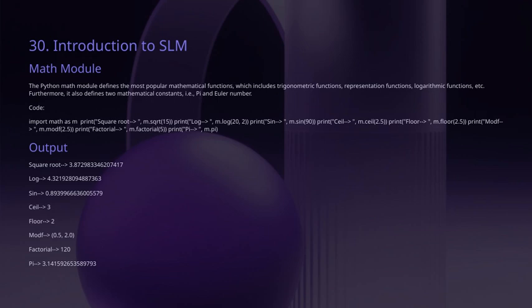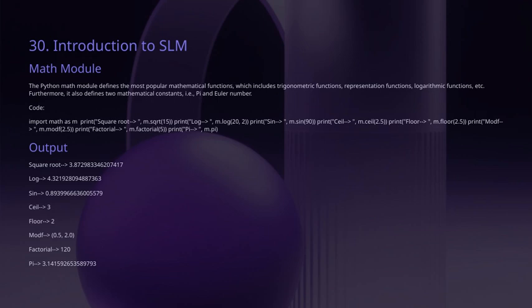In the code example, we import the math module using an alias for convenience. Then, we see some typical functions in action. The sqrt function calculates the square root of 15, which is approximately 3.87. The log function computes the logarithm base 2 of 20, giving us about 4.32. We also have the sin function, which takes an angle in radians, here 90 radians, and returns a value close to 0.89. The ceil and floor functions are used to round numbers up and down, respectively.